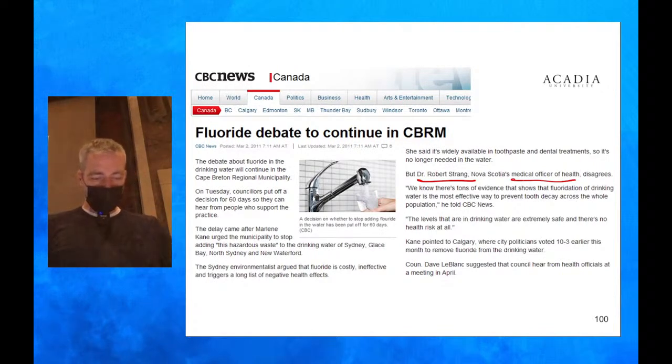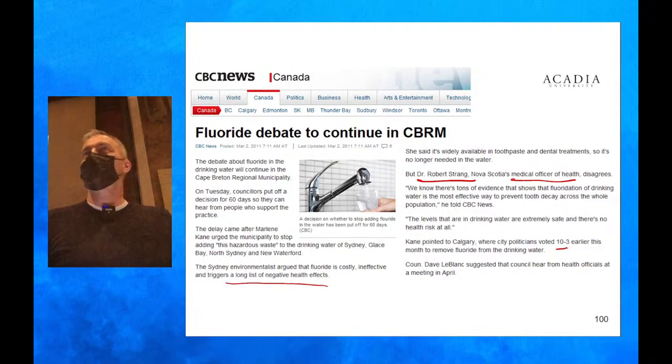And somebody named Marlene Kane called it hazardous waste. It was ineffective and costly and had a long list of negative health effects. So this is presented as data. She said, it's widely available in toothpaste and dental treatments and so on and so on. There was an argument just before this in Calgary where the politicians there voted to remove it from the drinking water. And actually their tooth decay rates skyrocketed after.